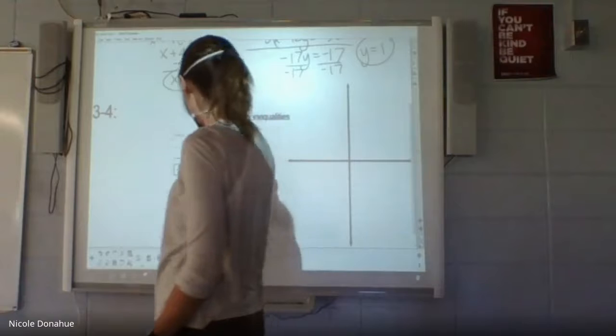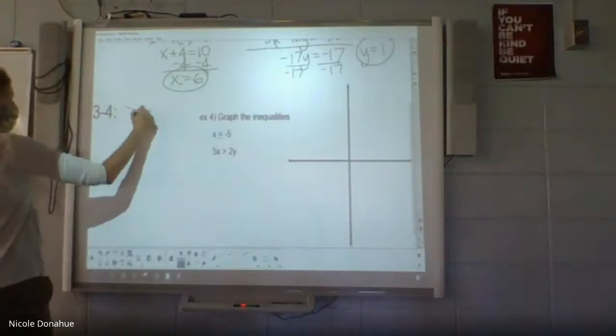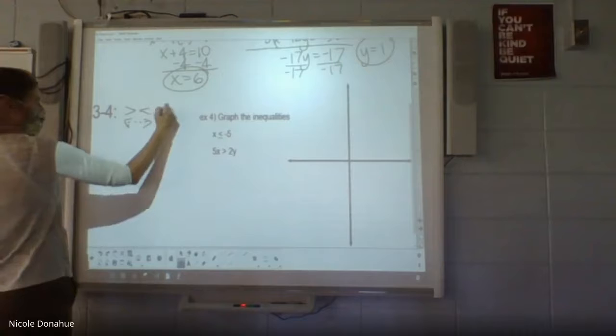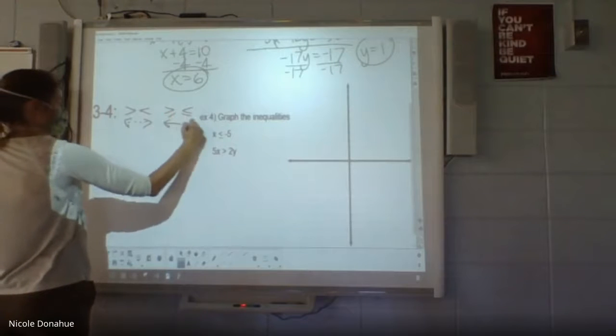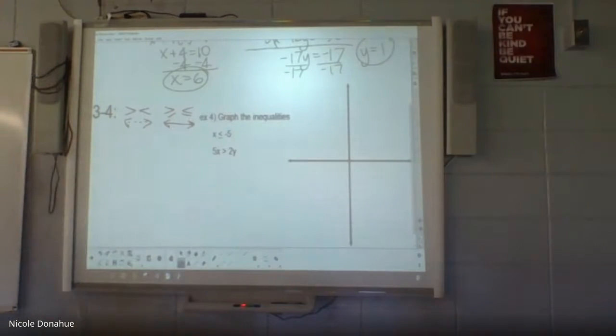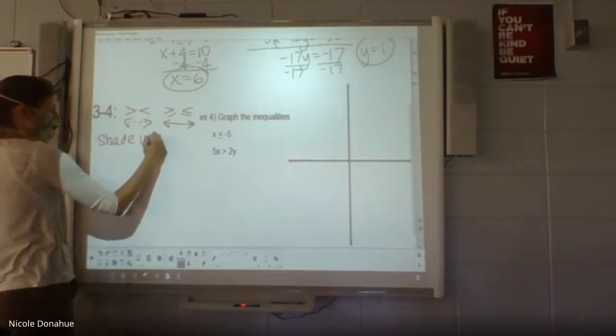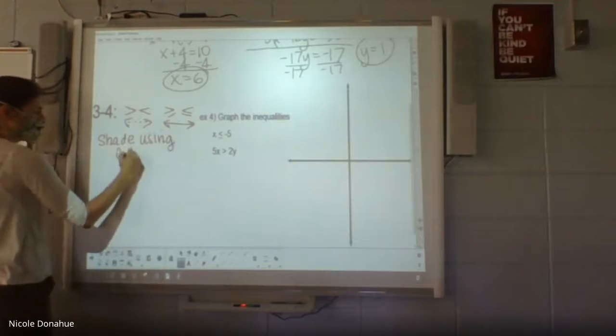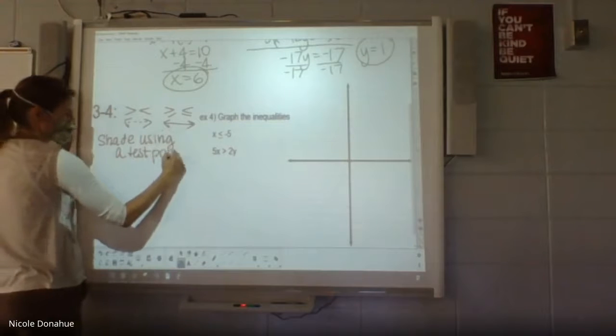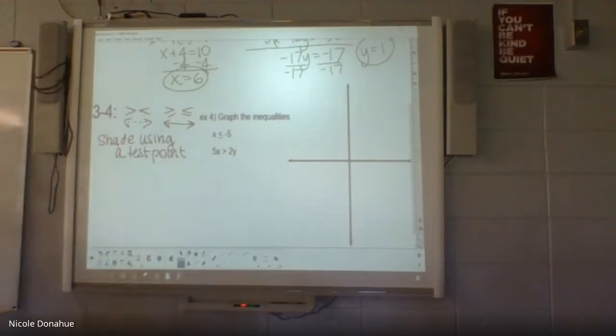So for the inequalities, remember that we either have a dotted line or a solid line. We need to remember to shade using a test point. Or just using what you guys know about inequalities, so I'm okay with you being a little bit wise about that at this point. And then don't forget that when you multiply or divide by a negative, you might have to flip the inequality.